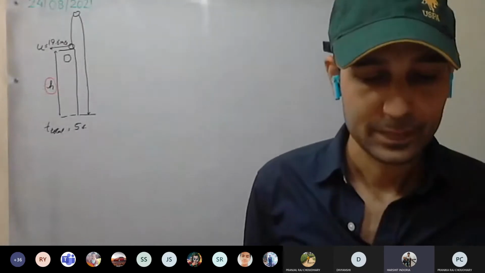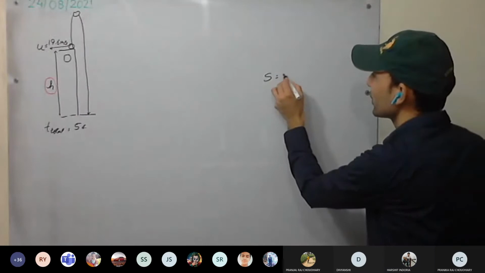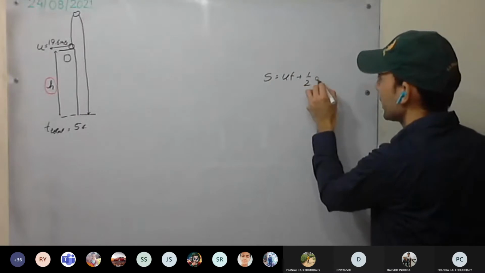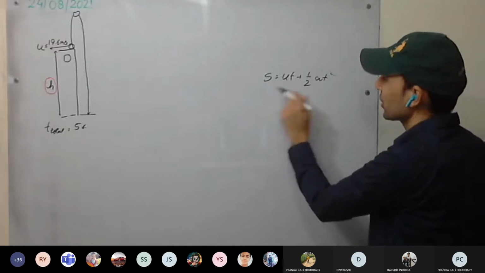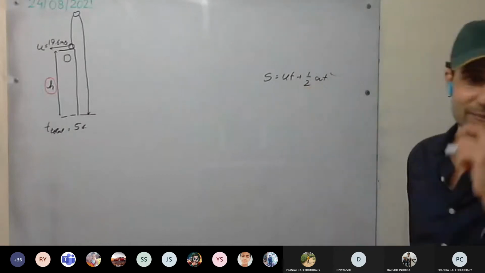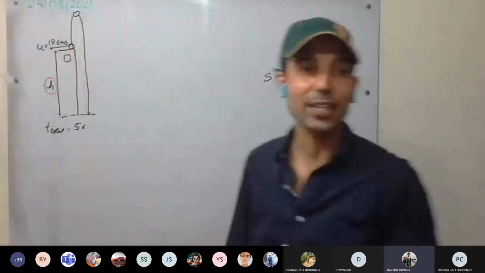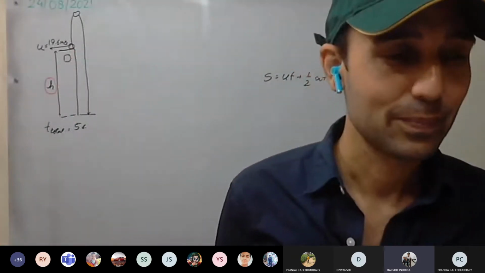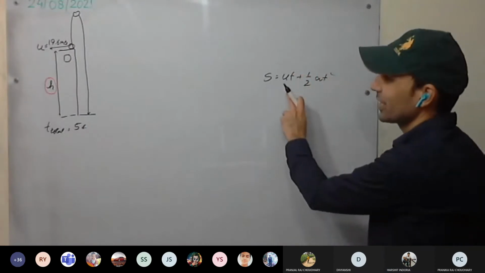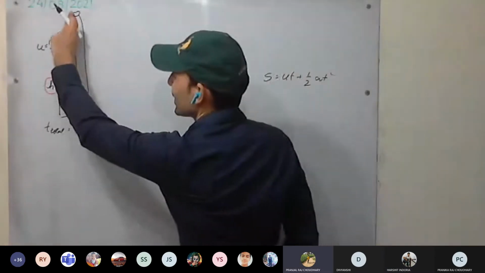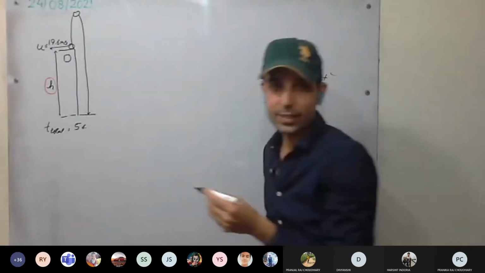Sir, S equals ut plus half at square. Okay, if we are using this formula, S equal to ut plus half at square, and we are calculating S as h, which time will we put here? We cannot put 5 seconds, you won't get the answer then. The time we will put is 1 second. That's fine.